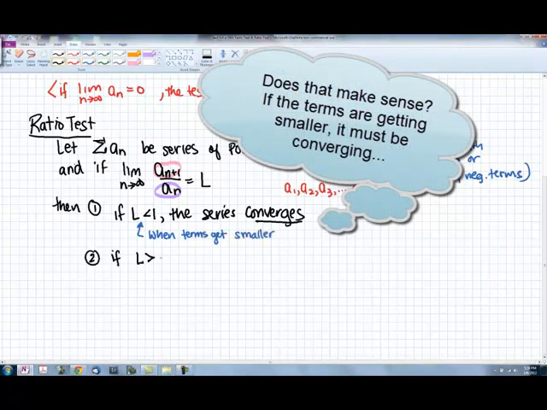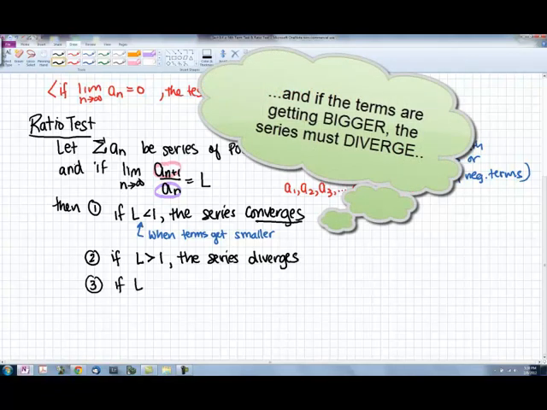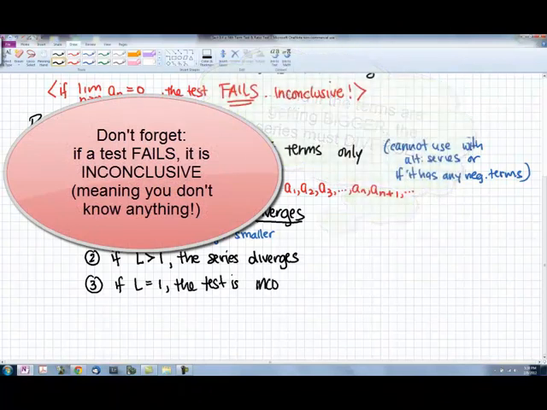Likewise, if we say the limit is greater than 1, can you guess? The series is going to diverge. And then lastly, if L equals 1, the test is inconclusive and it fails.